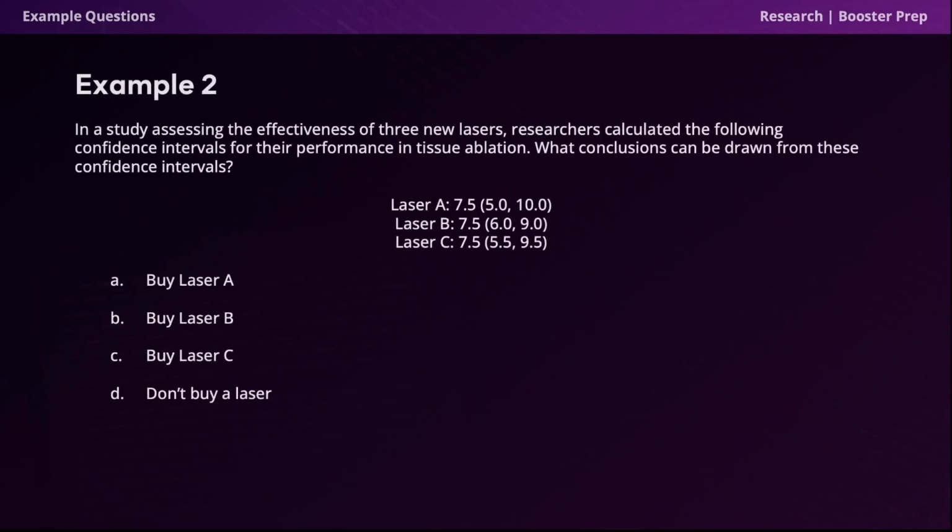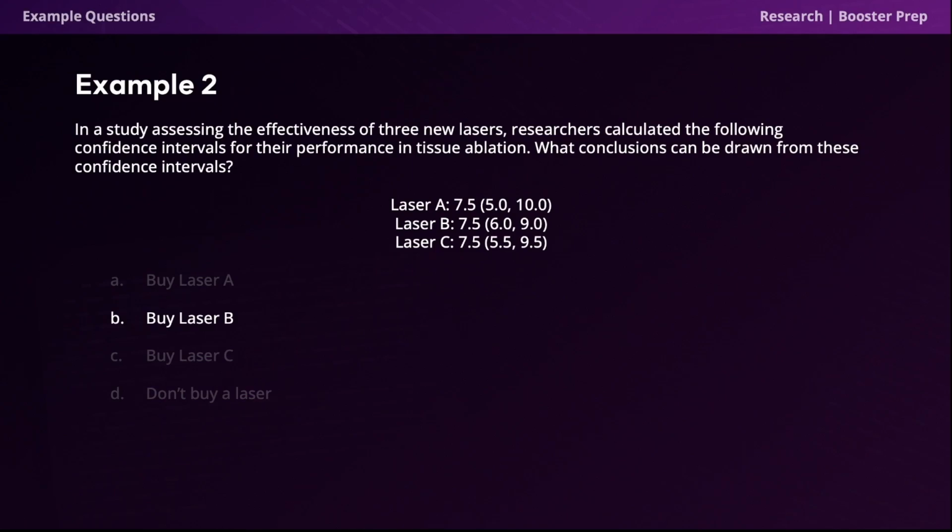Next, we have question number 2, which asks, in a study assessing the effectiveness of 3 new lasers, researchers calculated the following confidence intervals for their performance in tissue ablation. What conclusions can be drawn from these confidence intervals? We have option A, buy laser A, B, buy laser B, C, buy laser C, and D, don't buy a laser. And the correct answer for this question is option B, buy laser B.